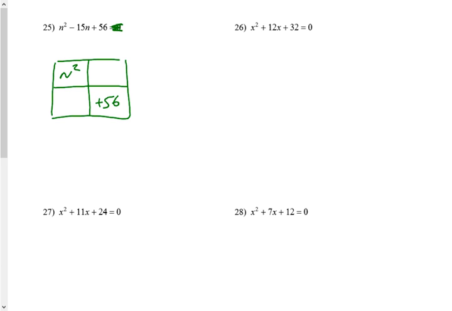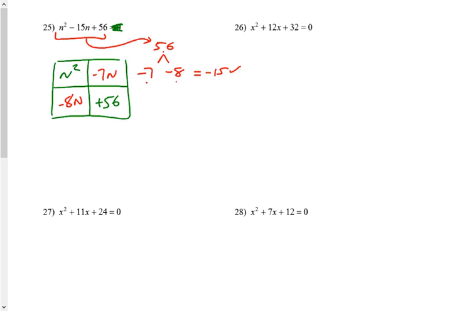Now my a times c is 1 times 56, and that is 56. So I'm looking for factors of 56 that will add up to negative 15. Well, it turns out, as I start dividing 56, that I get 7 and 8, and as long as they're both negative, they will add up to negative 15. They will still multiply to positive 56.